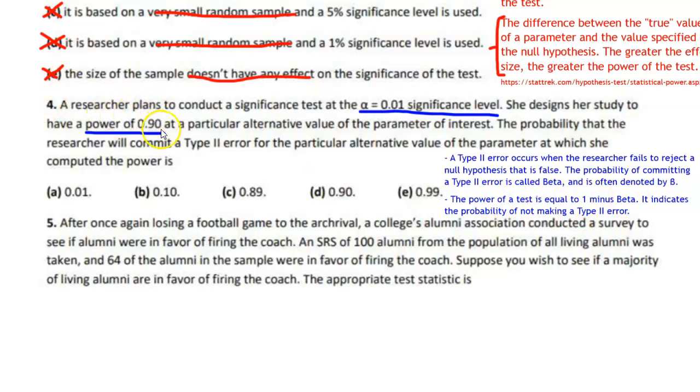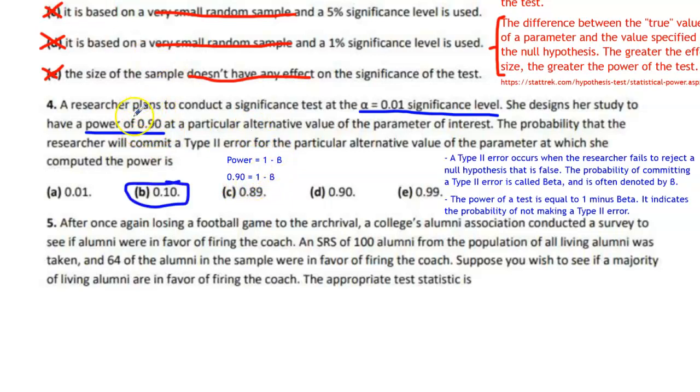So they give us power here, which is 0.90, and that's equal to 1 minus beta. Now the question is asking, what's the probability that the researcher will commit a type 2 error? Well, we know the probability of the researcher committing a type 2 error is called beta. So all we have to do is use this formula to figure out what the value of beta is. In other words, I'm going to add beta to both sides and subtract the 0.90 from both sides. It turns out that beta is equal to 0.10.